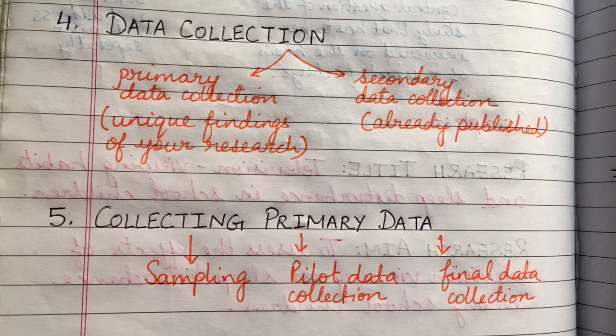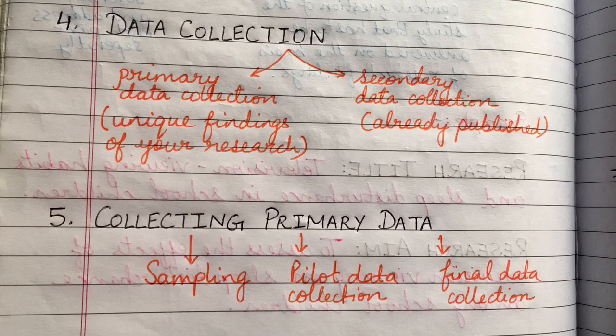The fifth step is collecting primary data. There you will have to start the primary data collection only after going through a lot of detailed preparation. Sampling, for example, is an important element of this stage. You have to conduct pilot data collection if you have chosen a questionnaire as your primary data collection method.